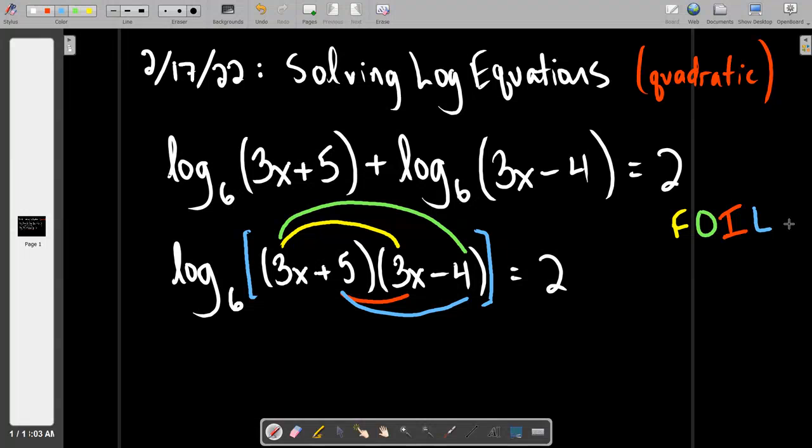So let's multiply the binomial times the binomial. By this point in Algebra 2, that should be pretty light work for us. So I'm going to rewrite this now as log base 6 of.